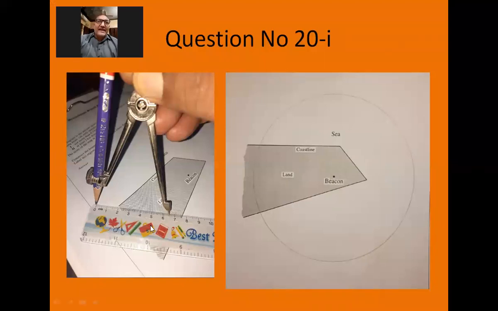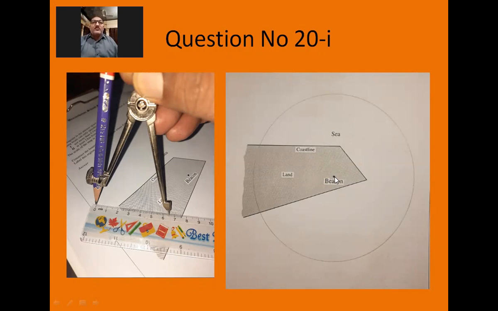So this is that diagram. I will open my compass to 6.5, because it's not more than 6.5 kilometers from the beacon. So I will draw a circle, taking the beacon as the center, with my compass opened 6.5 centimeters. And you can see there I have drawn that circle with the help of this compass.